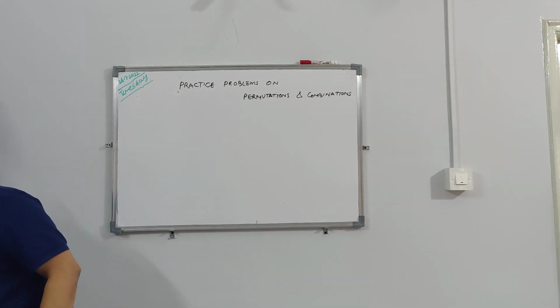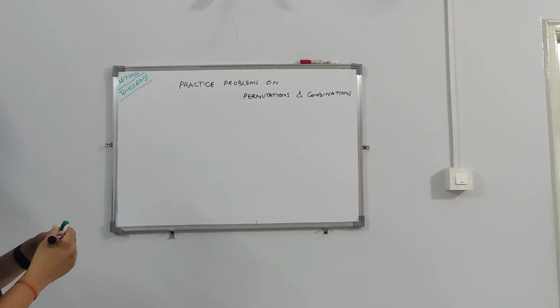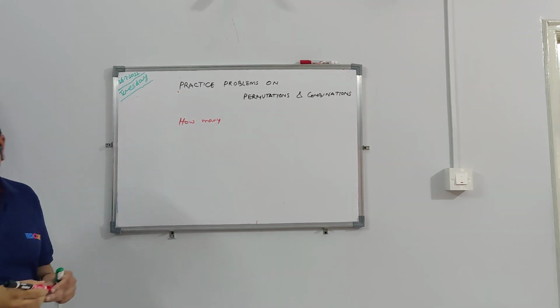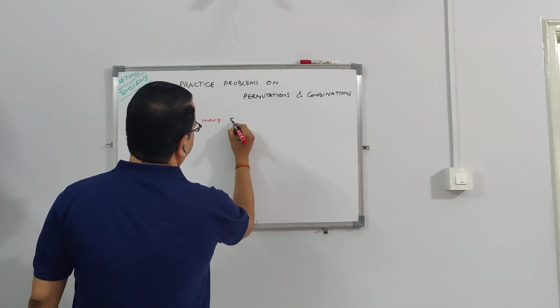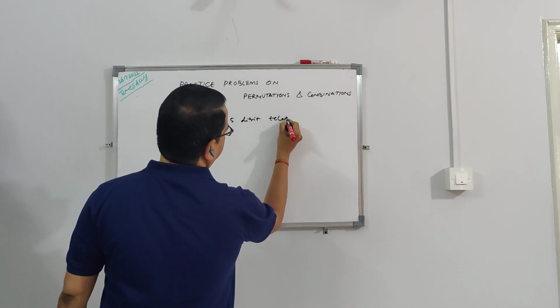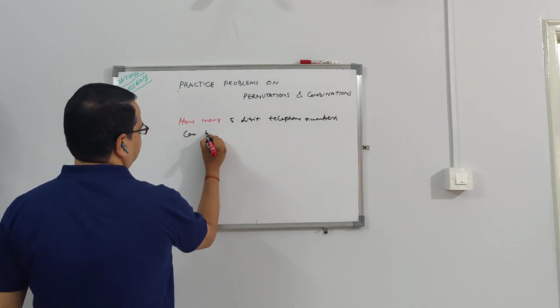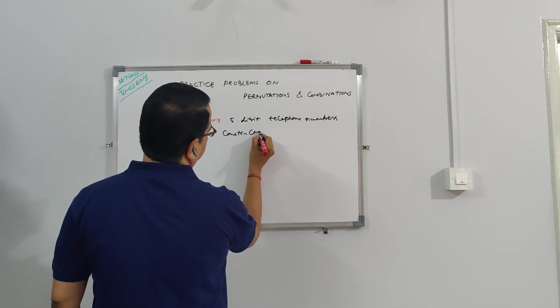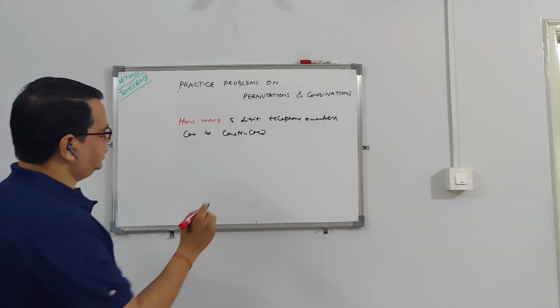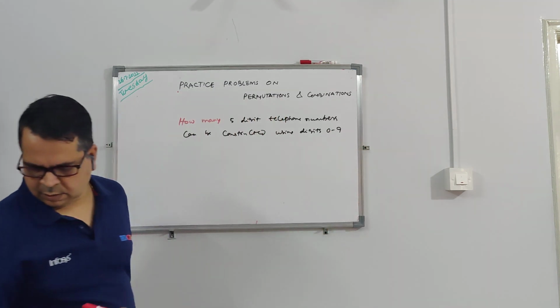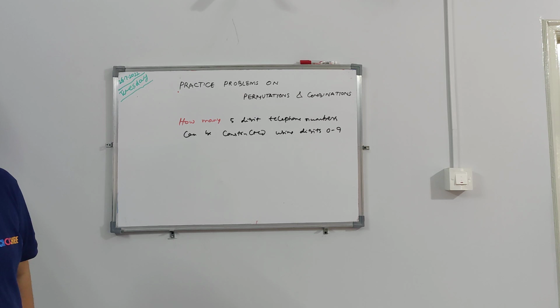So the question is like this: how many 5-digit telephone numbers can be constructed using digits 0 to 9, if each number starts with 67, and no digit appears more than once.